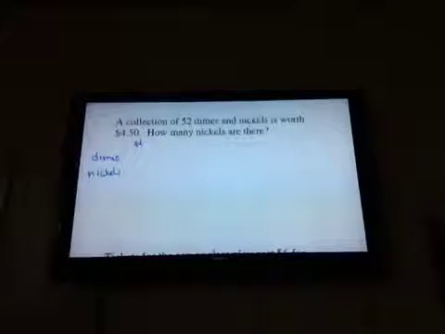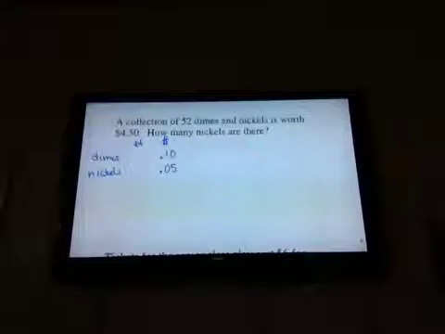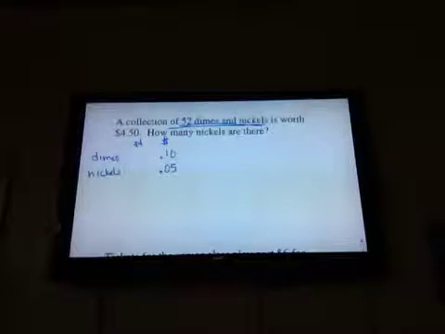So we have the number of them and we have the value of them. Well, we know that the value of a dime is 0.10, and the value of a nickel is 0.05. In terms of the number of coins, I have 52 coins altogether, which means that, how do I represent them in terms of x?